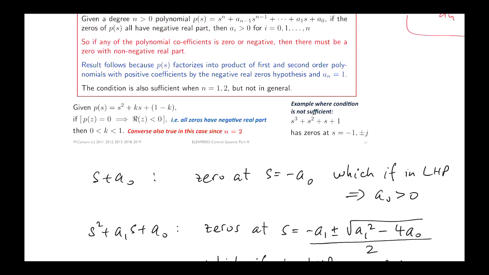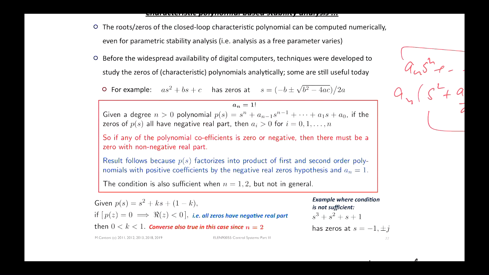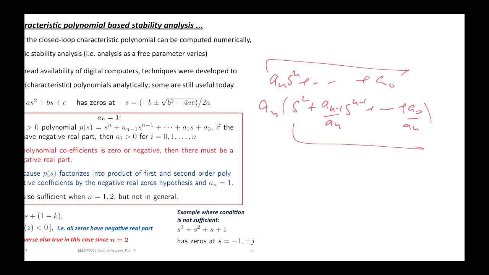So this sort of thinking holds in general for a degree n polynomial. Assuming that we've normalised the coefficient of the highest power of s to be 1, if all the zeros of p have negative real parts, or if all the zeros of the polynomial p are in the left half plane, then it is necessary for all of the other coefficients to be positive. So if you were given a polynomial in this form, really the result's saying that if all the zeros of this are in the left half plane, then all of the coefficients have to have the same sign.